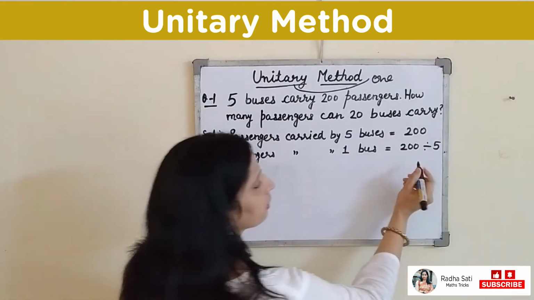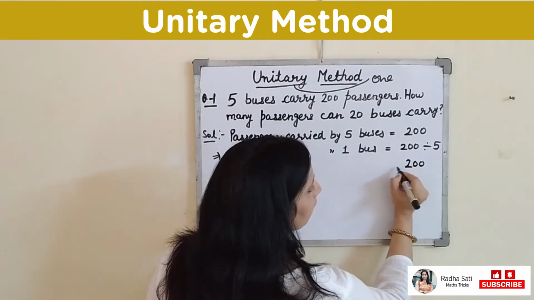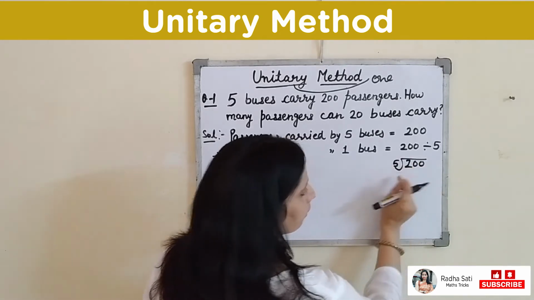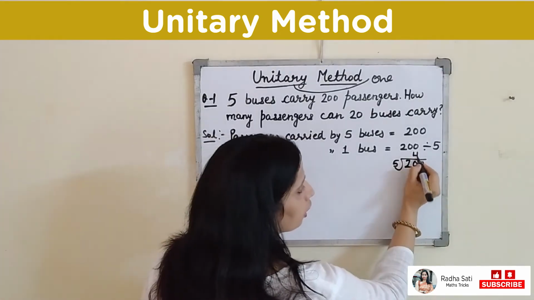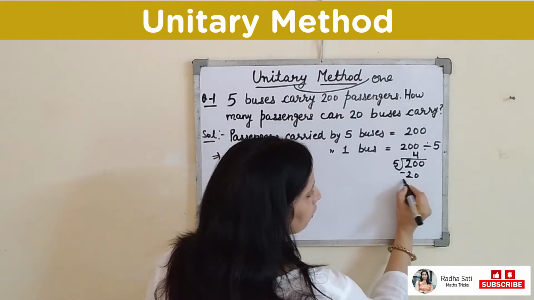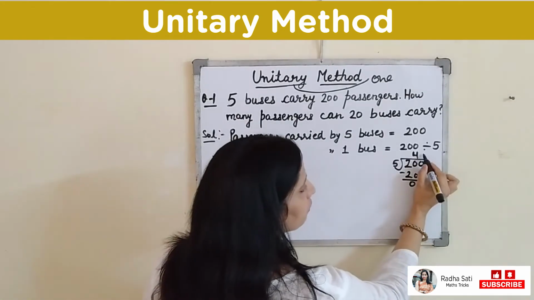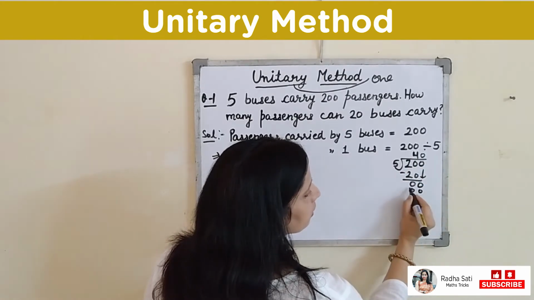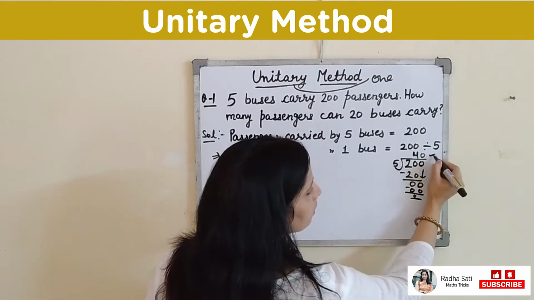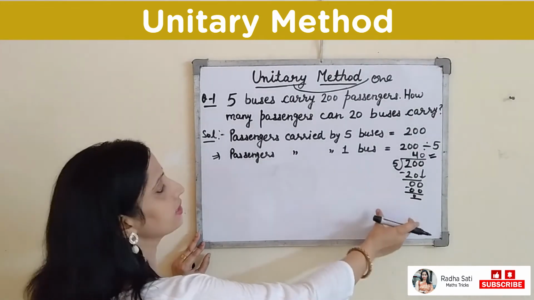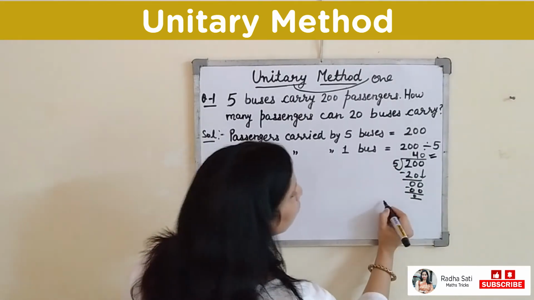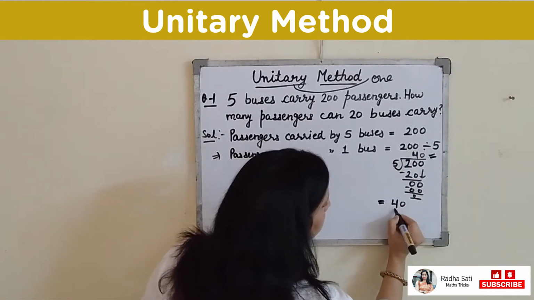So let's divide. We will divide 200 by 5. 5 4s are 20. So it will be 0. We will write this 0 here. Then 5 zeros are 0. This means 40. Passengers carried by one bus will be equal to 40.